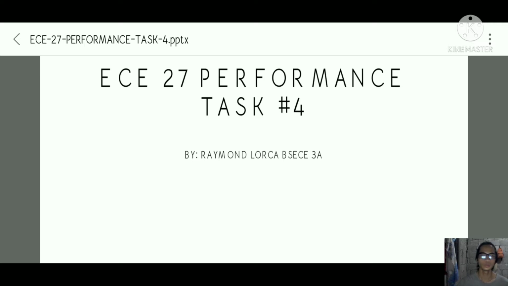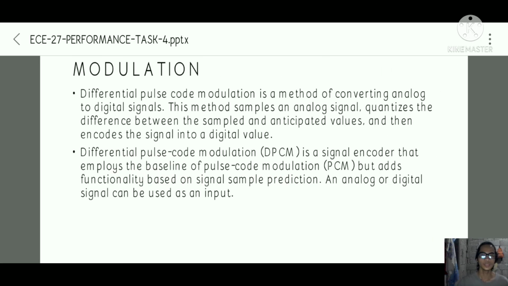Differential pulse code modulation is a method of converting an analog to a digital signal. This method samples an analog signal, quantizes the difference between the sampled and anticipated values, and then encodes the signal into a digital value. This is a signal encoder that employs the baseline of pulse code modulation, or PCM, but adds functionality based on signal sample prediction. An analog or digital signal can be used as an input.